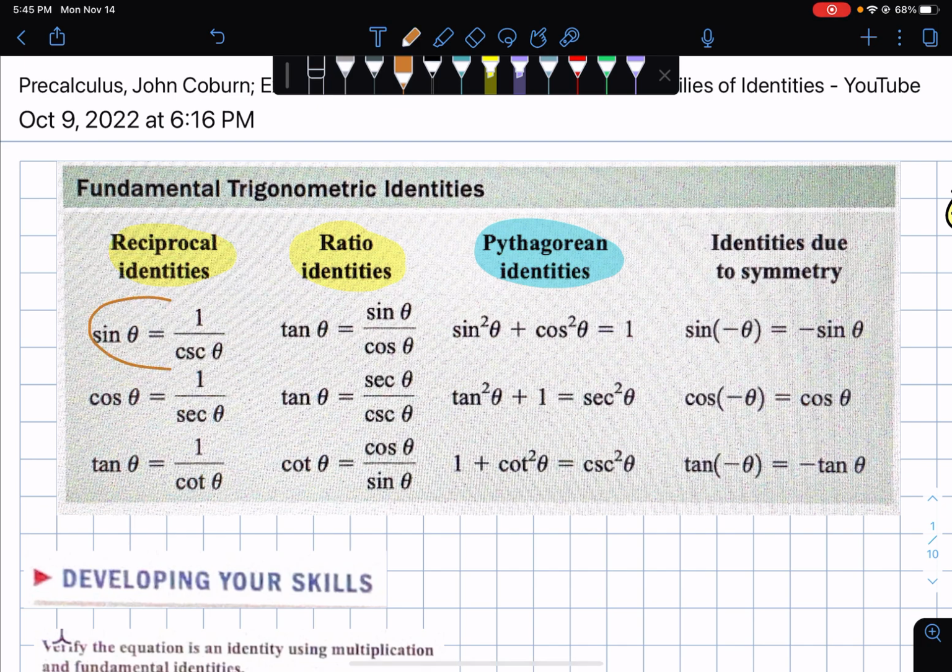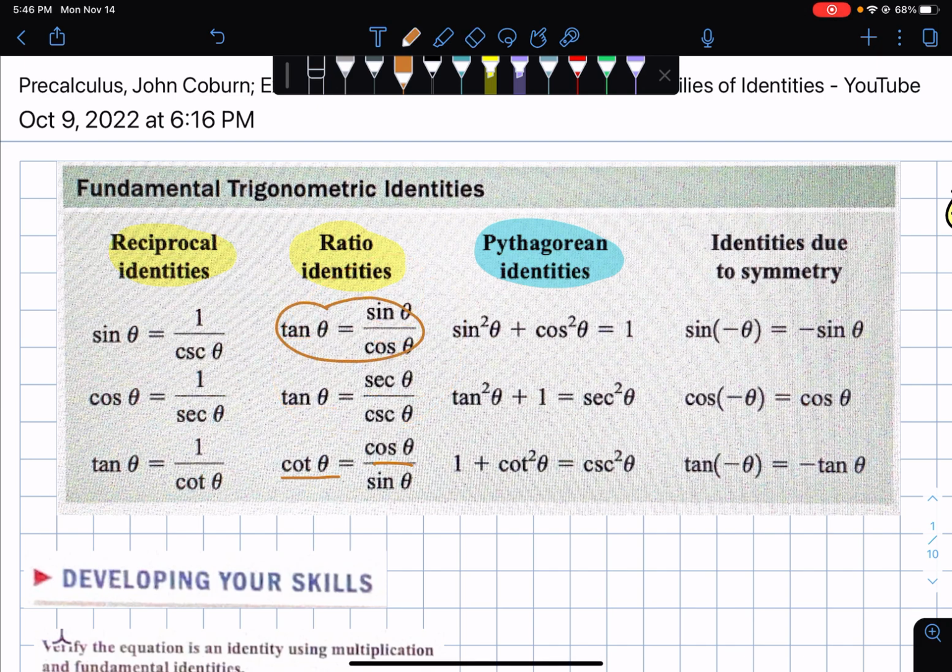For reciprocal identities, we all know that sine's inverse is cosecant. So this is well said. For cosine, the inverse of cosine is secant. The inverse of tangent is cotangent. For ratio identities, just know that tangent is sine over cosine. Tangent is also secant over cosecant. You can see the relationship between the two. Cotangent is cosine over sine.